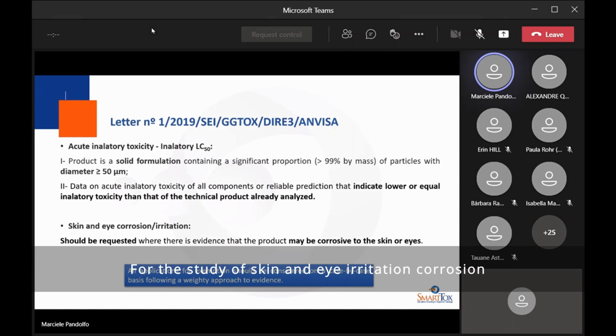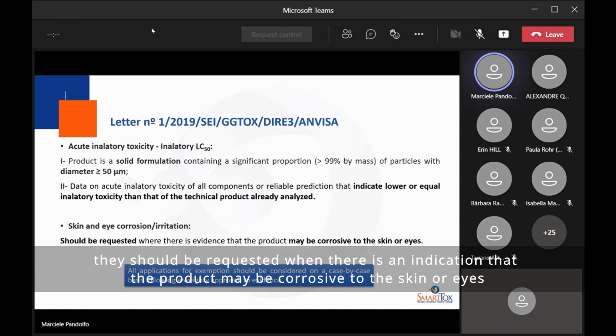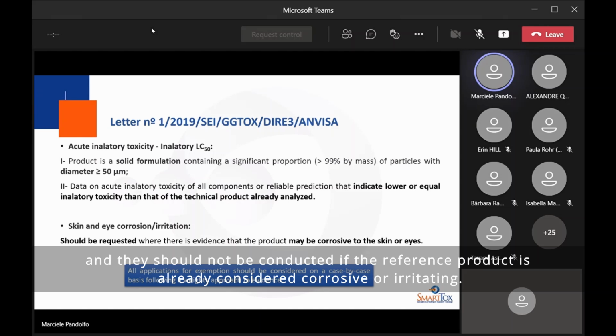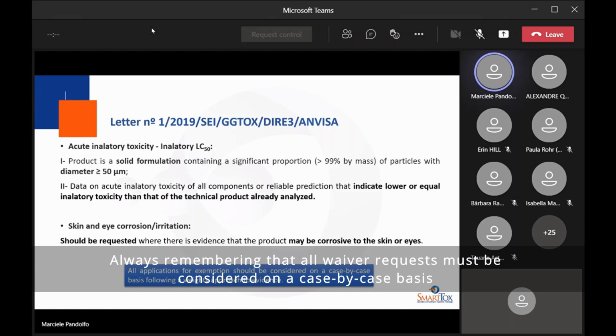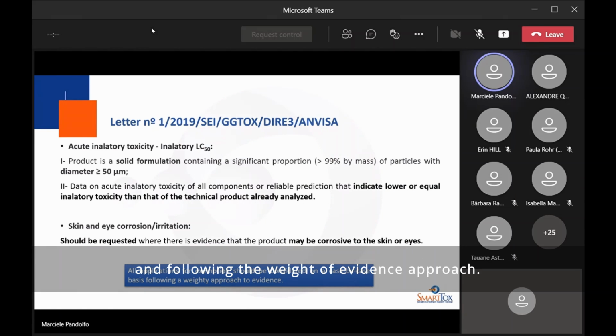Para o estudo de corrosão, irritação cutânea e ocular, eles só devem ser solicitados quando houver indício de que o produto possa ser corrosivo à pele ou aos olhos. E não devem ser conduzidos se o produto de referência já for considerado corrosivo ou irritante. Lembrando sempre que todos os pedidos de isenção devem ser considerados caso a caso e seguindo a abordagem de peso de evidência.